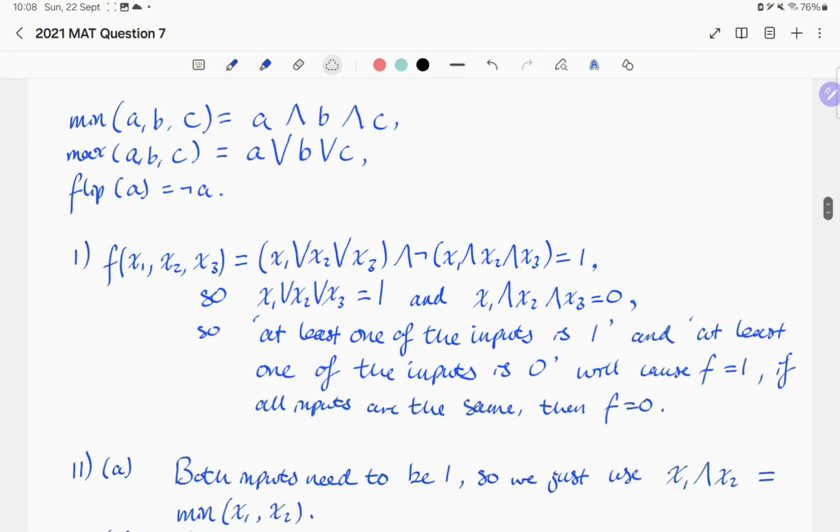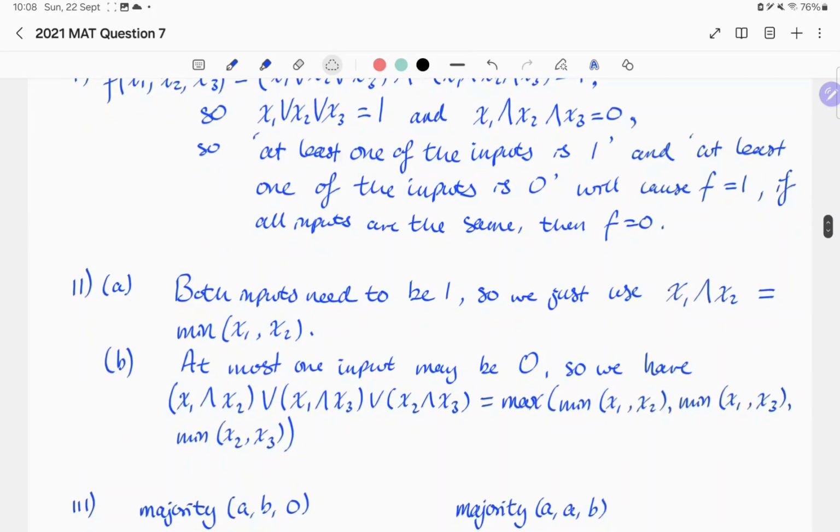Now we can move on to part 2. For a, both inputs will need to be 1, so we can just use x1 and x2. That is min of x1 and x2. For part B, at most one input may be 0, so we have x1 and x2, or x1 and x3, or x2 and x3, which is max of min x1, x2, min x1, x3, and min x2, x3.